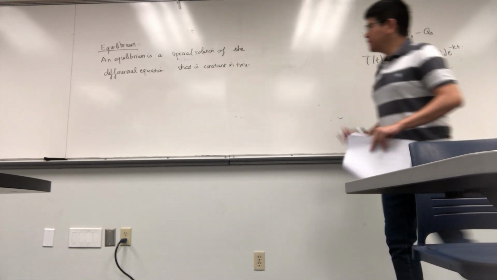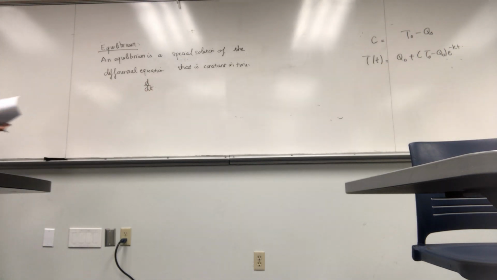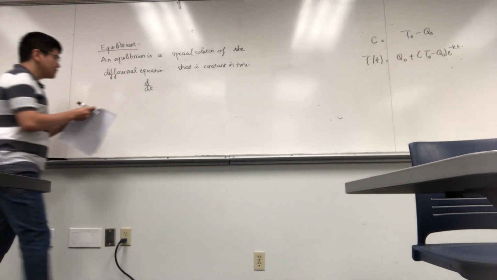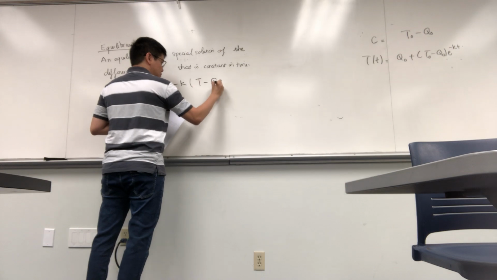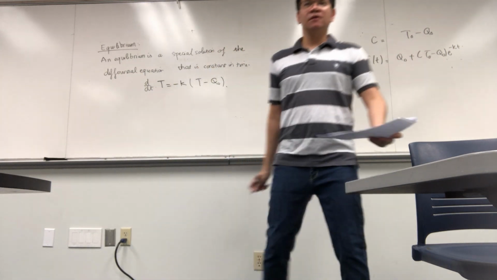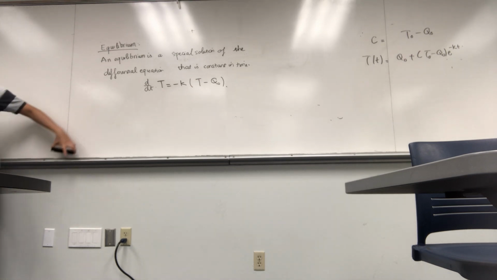All right? So the equation that we have before is dT over dt of T is minus k times T minus q. All right? So what is the equilibrium solution of this equation? It would be the solution that makes the derivative of T equal to 0. So it would be when T is equal to q. This is a very excellent answer, right?